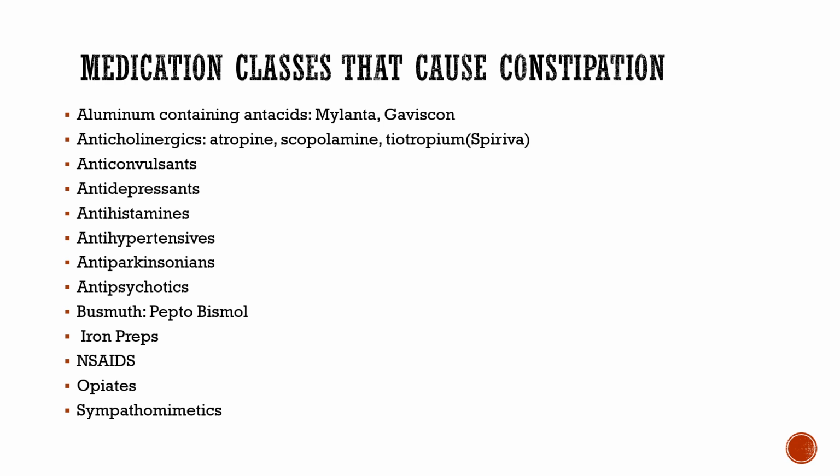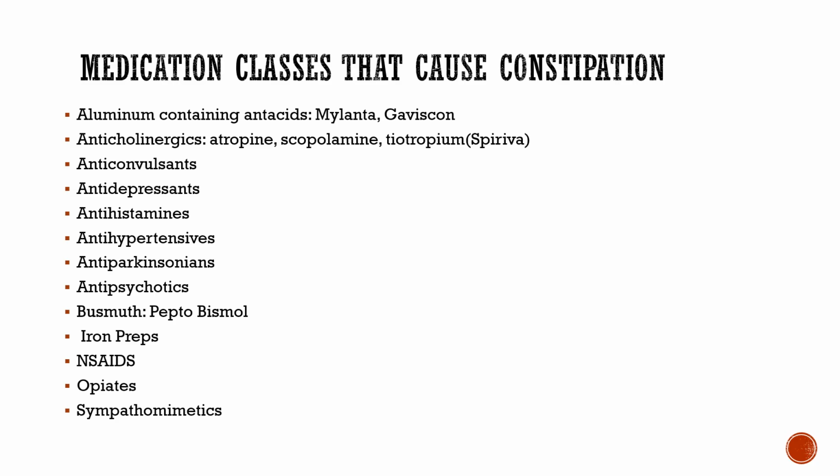This is a list of the common classes of medications that cause constipation. Notice the ones that are on here. There are antihypertensives, NSAIDs, opiates. Opiates are particularly implicated in constipation.